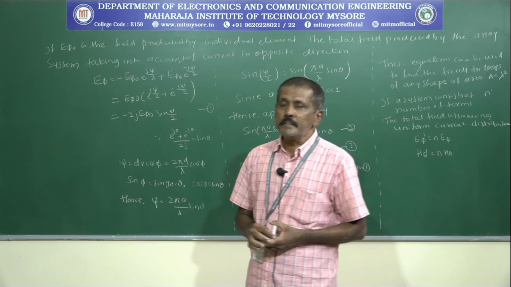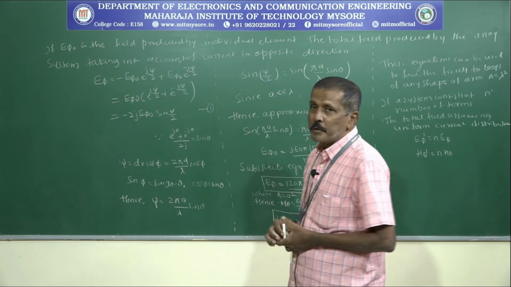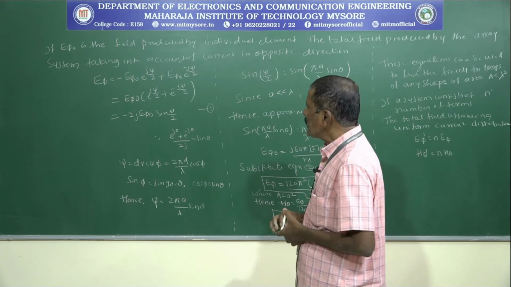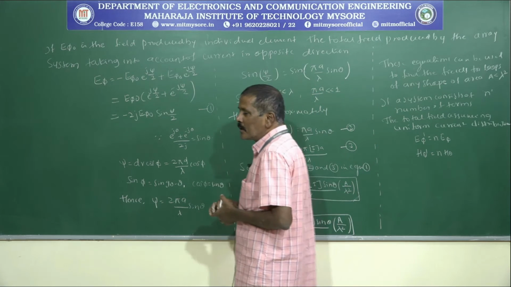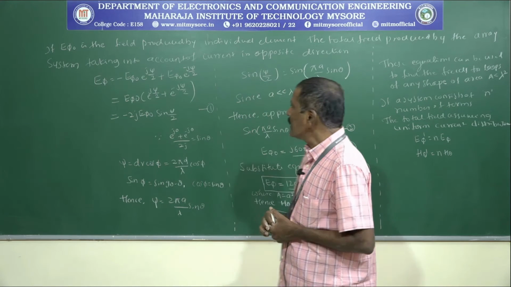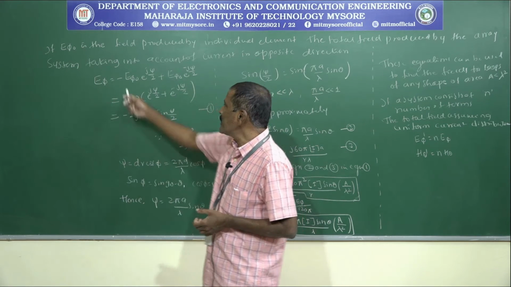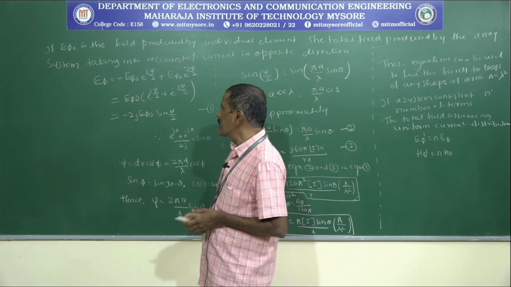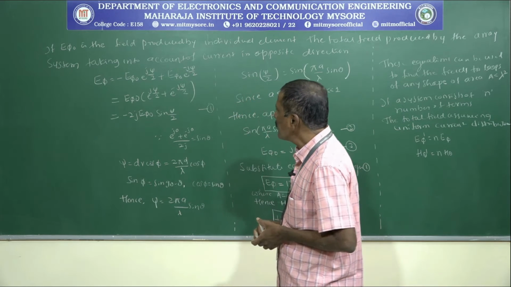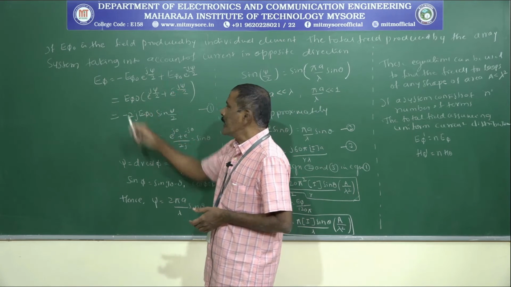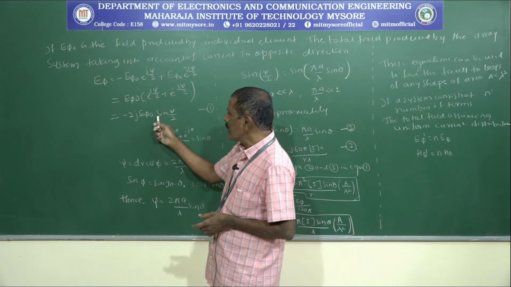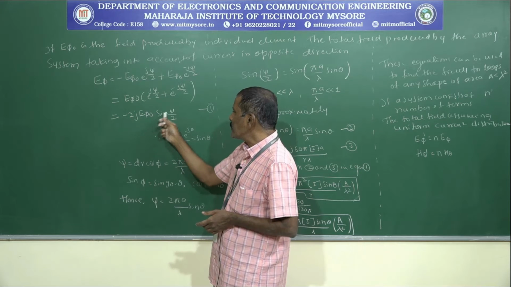If E phi 0 is the field produced by the individual elements of an antenna, then we need to find out the total field produced by the entire loop antenna. Then the total field produced here is E phi equal to minus E phi 0 into e to the power j psi by 2 plus E phi 0 into e to the power of minus j psi by 2. E phi 0 is common, so we will take it outside: e to the power of j psi by 2 plus e to the power of minus j psi by 2. So this we can write as minus 2j E phi 0 into sin of psi by 2.